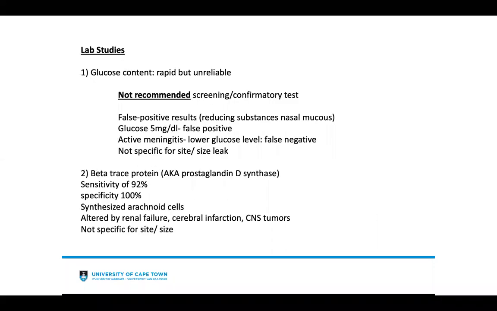What lab studies can we do? Well, there are a few. The first one is glucose content, but this is really unreliable.